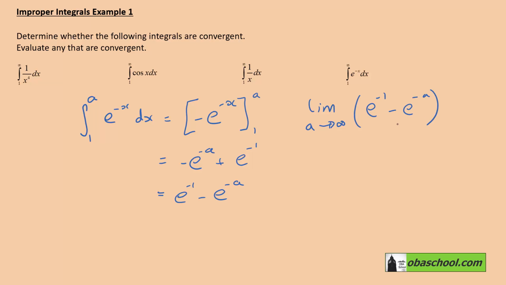Well, in this case, this one is going to go to 0. Think about e to the negative x. Well, that's going to go down like this, and we'll asymptote to the positive x-axis. So when a gets large, this is going to go to 0. And therefore, that would just be e to the negative 1.